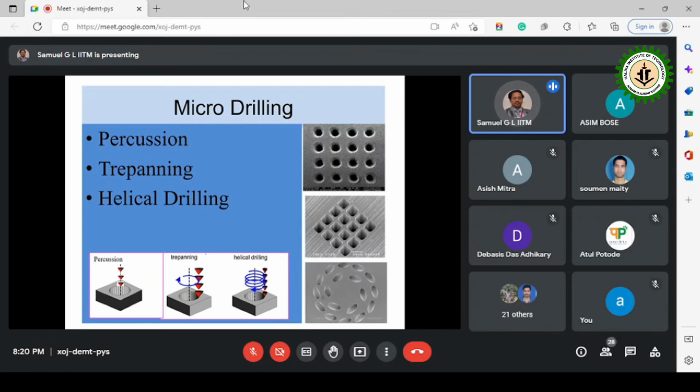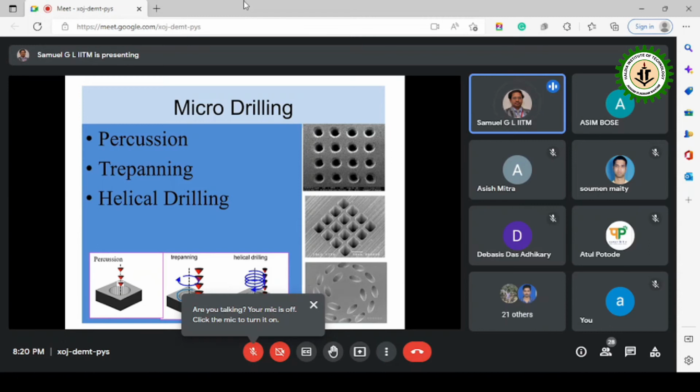And there are three methods of doing that. The first one is called percussion drilling. Percussion means just put the pulses, and the diameter of the hole will be of the order of the spot diameter of the laser. But if you want a bigger hole, we use the method called trepanning, where we make the laser beam go around the diameter or the perimeter of the hole, and then we remove the material. So this is called trepanning.